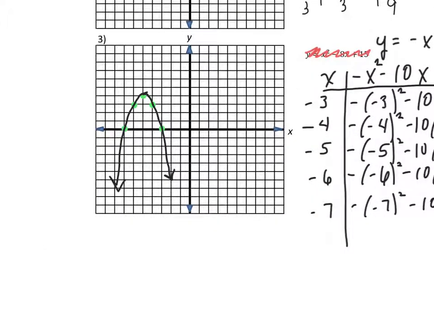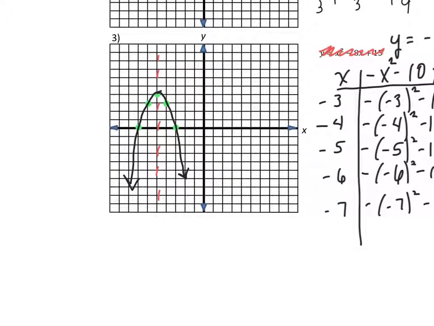You should be noticing on the parabolas that they have symmetry. You can fold them down the middle, which is called the axis of symmetry, and that is typically drawn in as a dotted line. So there I have drawn in the axis of symmetry.